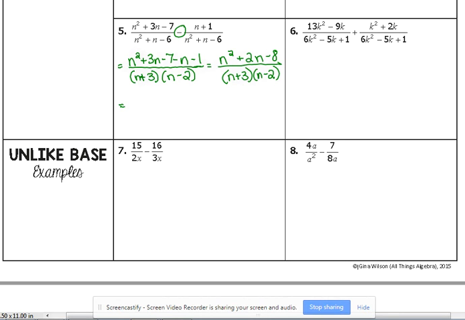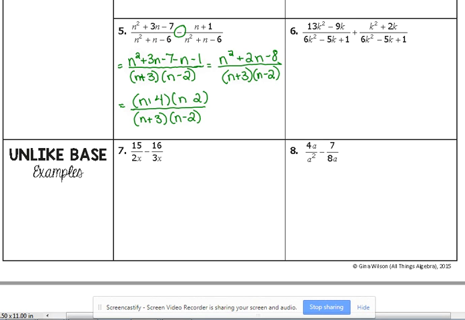Can we factor the numerator? Somebody say yes. We can factor the numerator. Or I can factor the numerator. I don't know if you can. Y'all aren't making me feel very confident here.